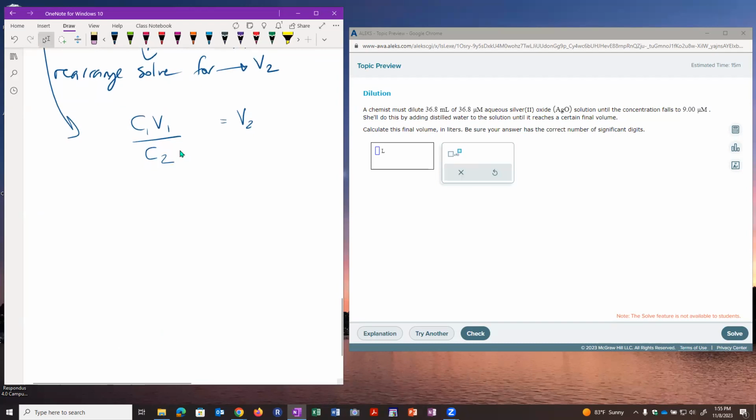So what is my initial concentration? The initial concentration is always going to be greater than the final concentration, because when you dilute something, the concentration decreases.